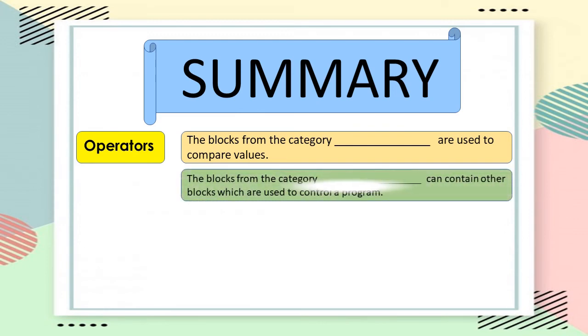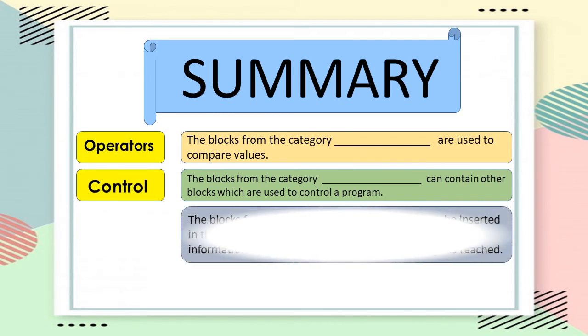Now let's have the second one. The blocks from the category blank can contain other blocks which are used to control a program. Here we have the keyword to control. So the answer is category control. There you have it.